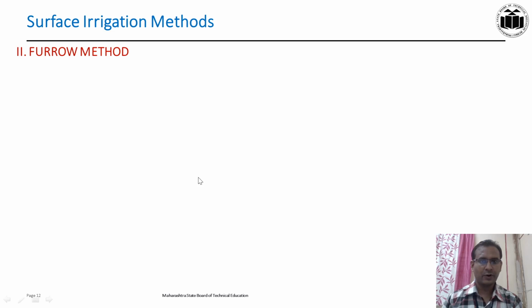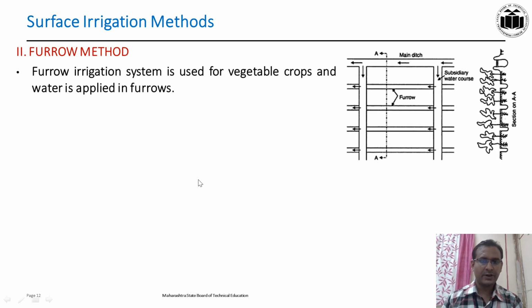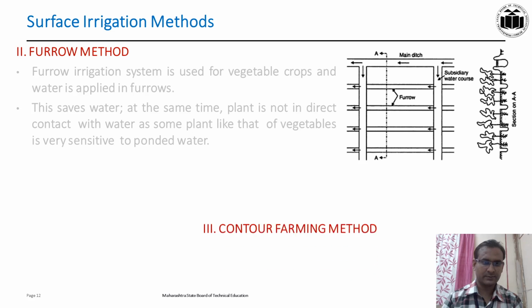Next is the furrow method of surface irrigation. The furrow irrigation system is used for vegetable crops and water is applied in furrows. This saves water, and at the same time the plant is not in direct contact with the water, as plants like vegetables are very sensitive to ponded water.